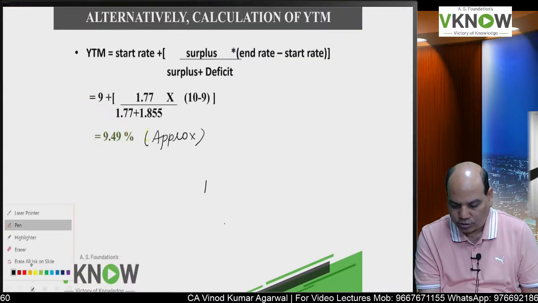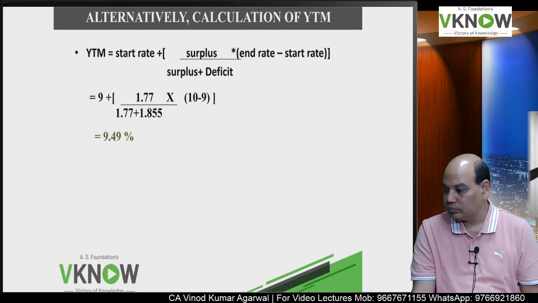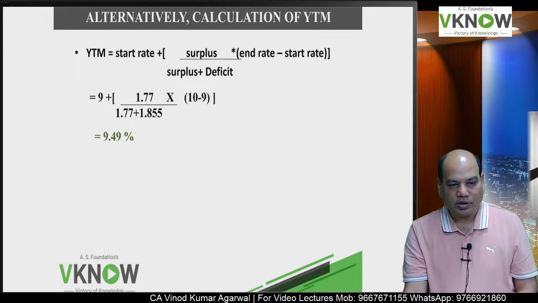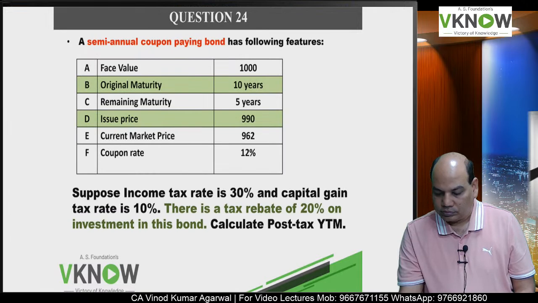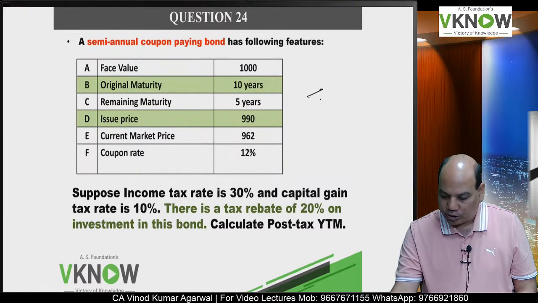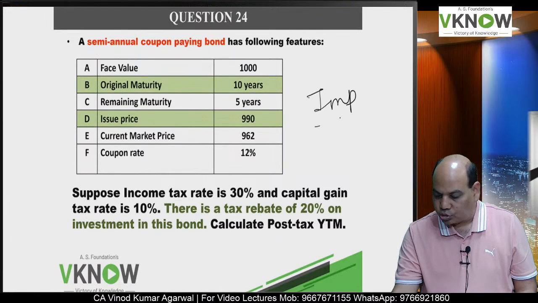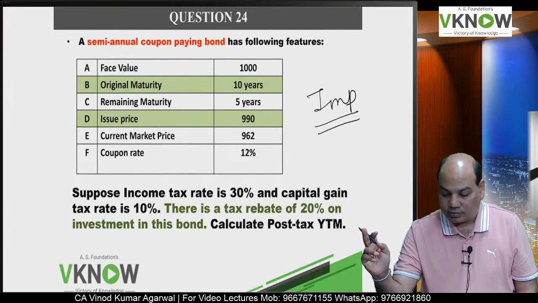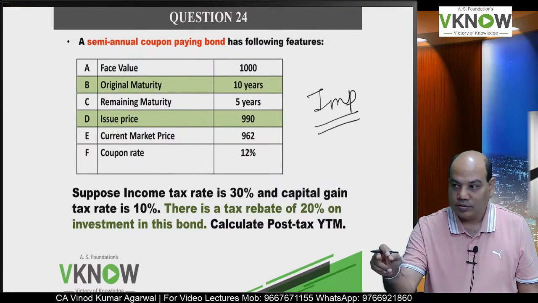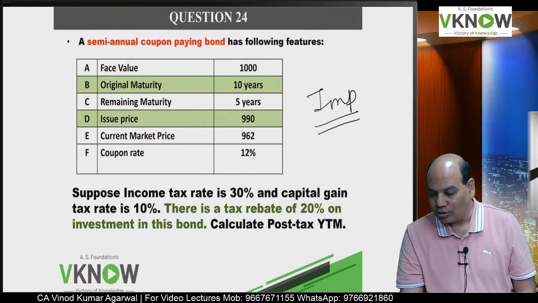9.46 is also okay, don't worry. Just write in bracket approximately. Okay. Now we'll take one more important question, which so far they have not asked in the exam. But if they ask, you should be able to solve.